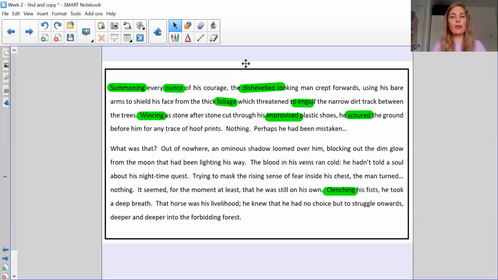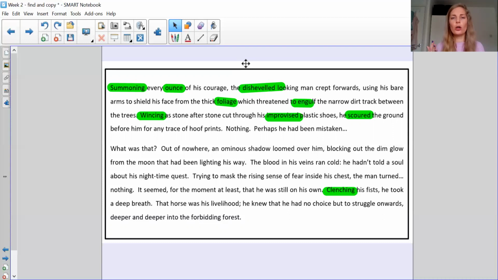There are foliage, the plants, okay? So if you have thick foliage, it could mean really thick bushes, it could be thick trees, like a forest that you're trying to go through. If you engulf something, it means you take it all in. Wincing means kind of like crying out.